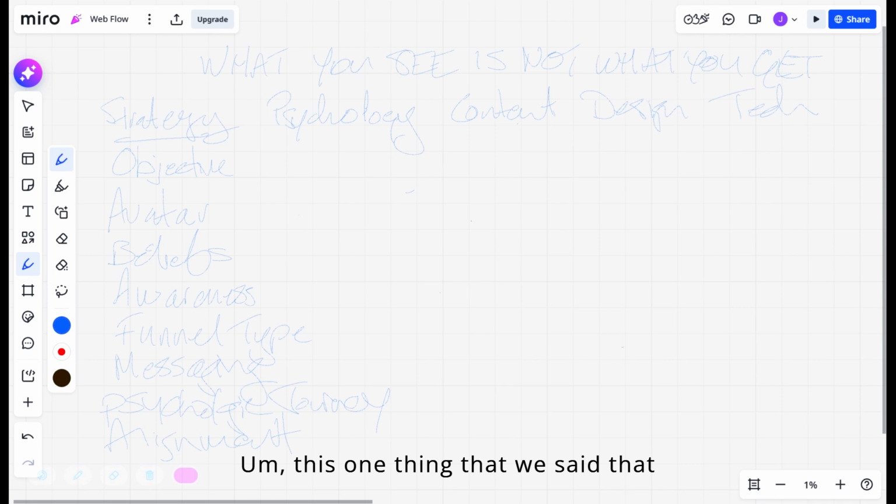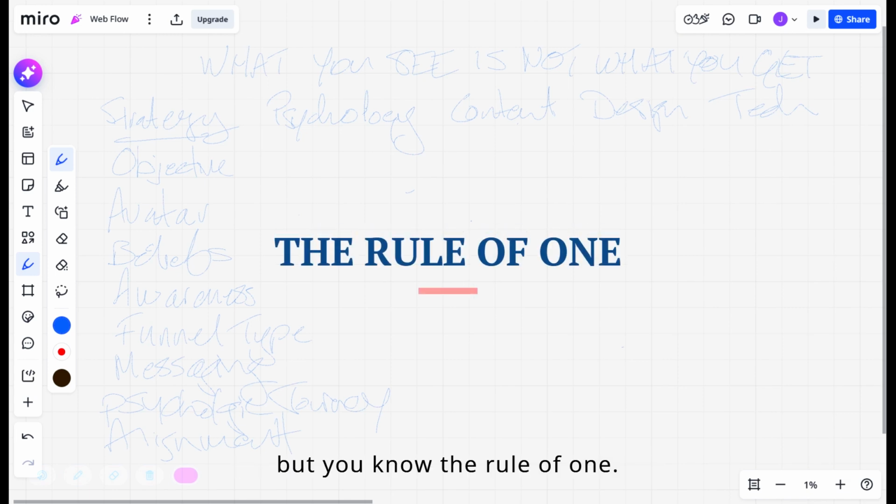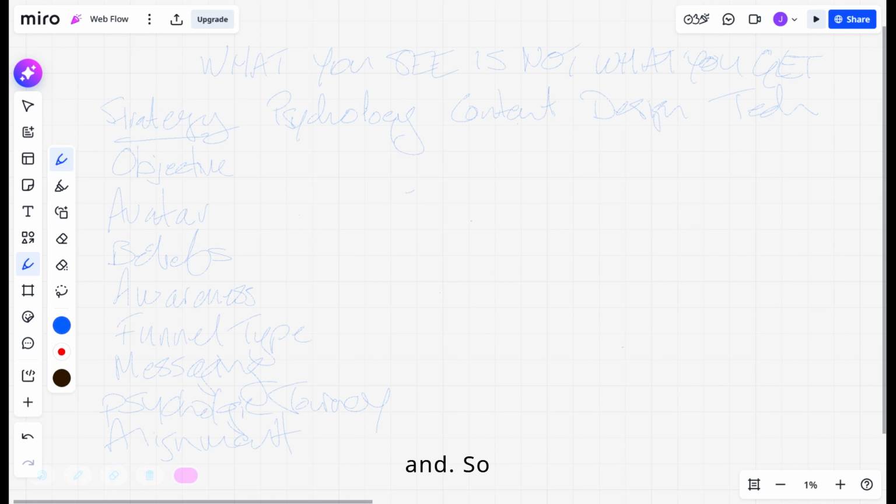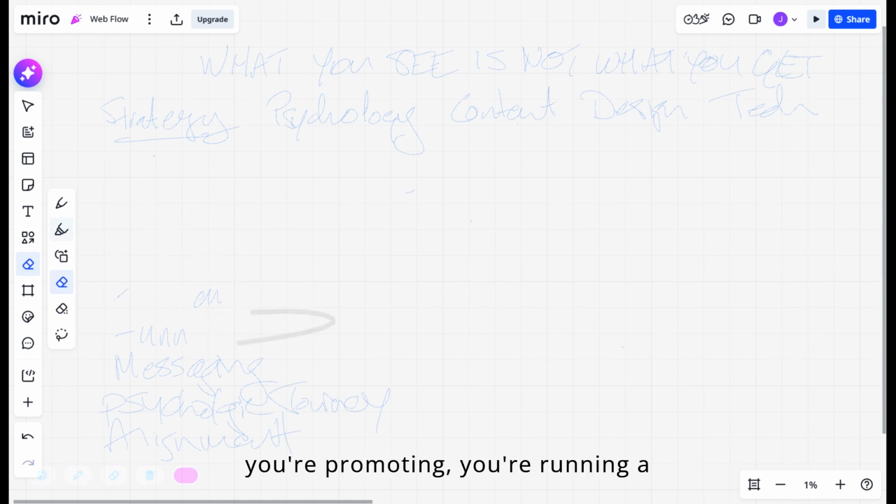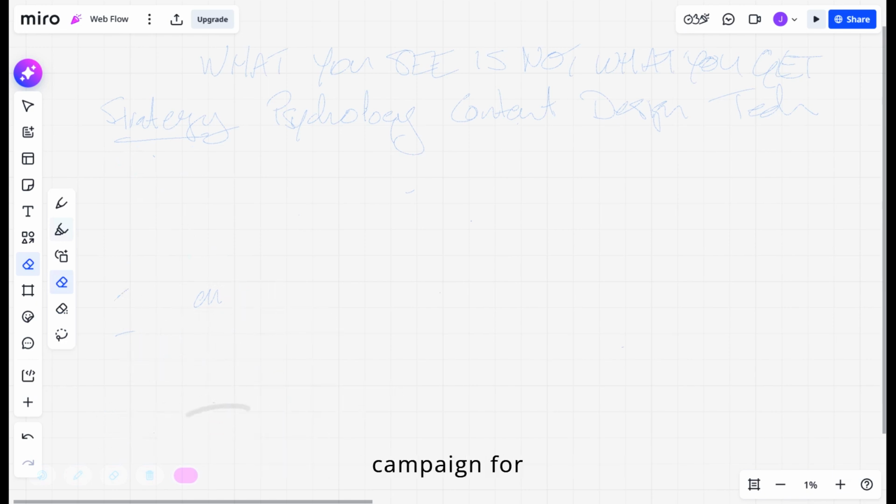There's one thing that I really focus on, and a lot of people do, and you probably have heard this before, but the rule of one. And a sales system is not a website. A sales system, it's a system to make sales. So with the rule of one, if you're running a campaign for something, say, for example, you're a chiropractor and you're running a campaign on spinal realignment or something like that.